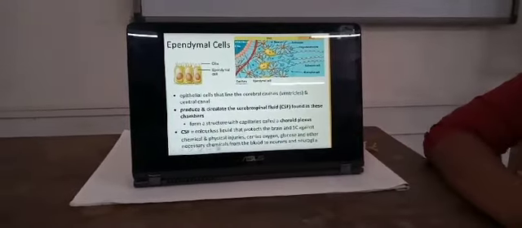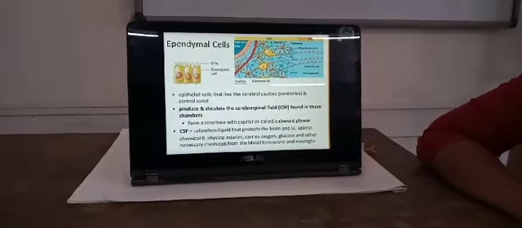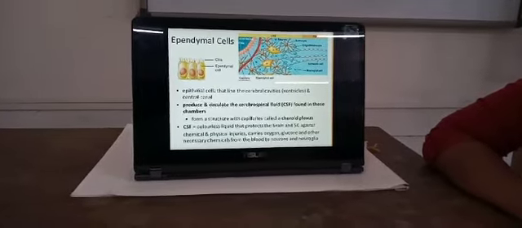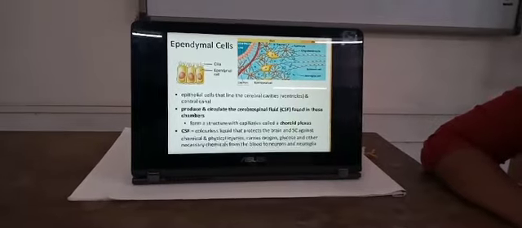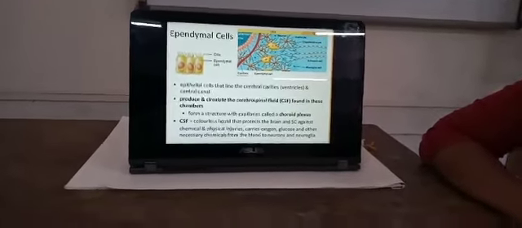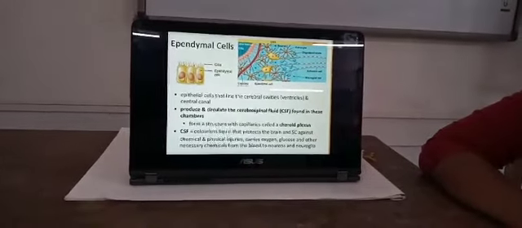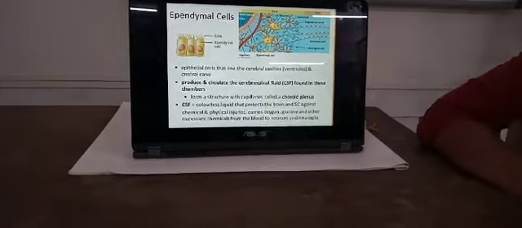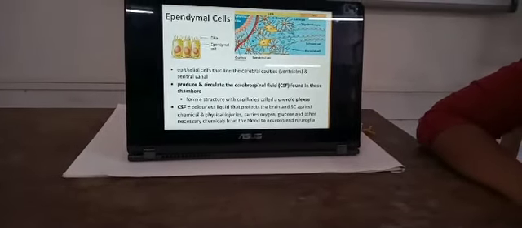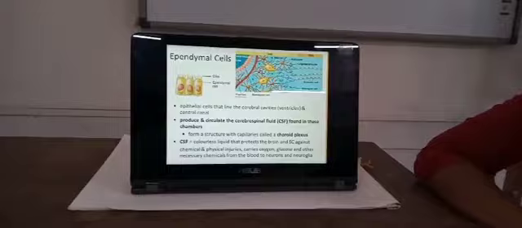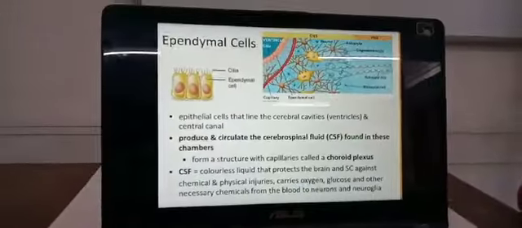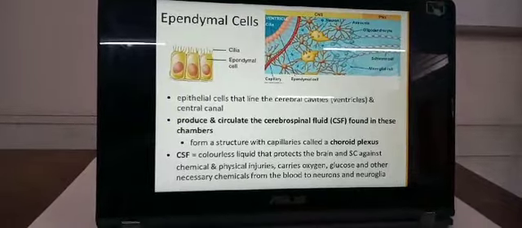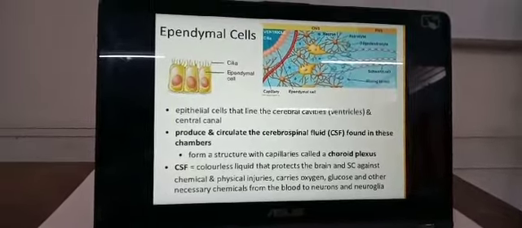Then you have the ependymal cell, the epithelial cell that lines the cerebral cavities and the central canal. It produces and circulates the cerebrospinal fluid. It is found in these chambers. Where do you have cerebrospinal fluid? It is there in the brain and in the spinal cord. So the ependymal cells produce and circulate this cerebrospinal fluid. They form a structure with capillaries called the choroid plexus.